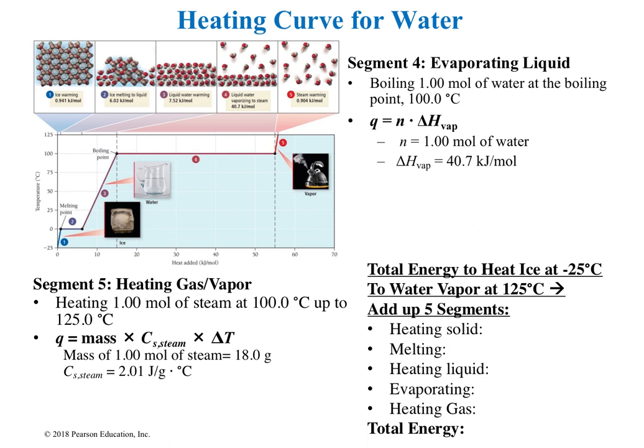Segment 4, I'm going to evaporate or vaporize my gas. So I'm going to use my n times delta H vap. So Q here is 1 mole times vaporization, 40.7 kilojoules per mole. And that gives me 40.7 kilojoules there.